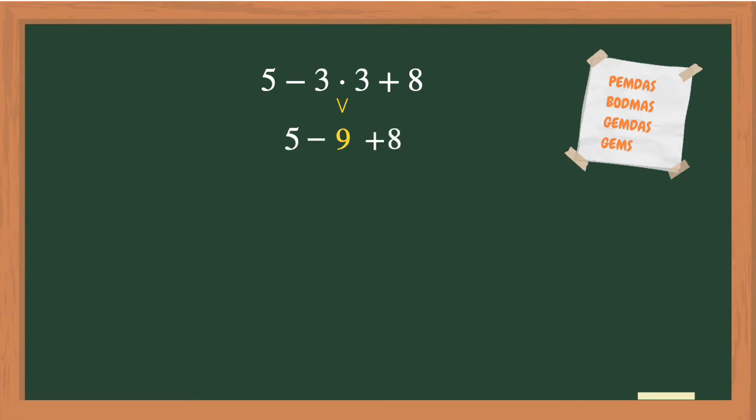All we have left here now is subtraction and addition. And since the subtraction is to the left of the addition, I'll need to subtract 9 from 5 first. So 5 minus 9 is negative 4. I'll write that below and bring down the rest of the expression. The only operation left is to add negative 4 and 8, which equals 4.